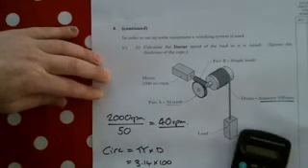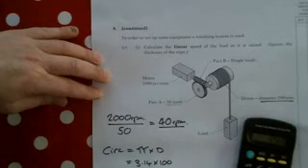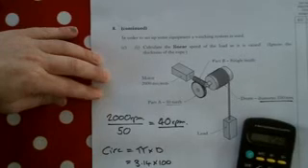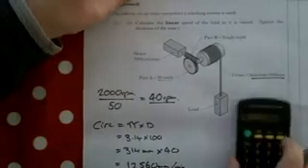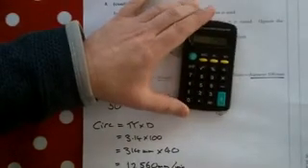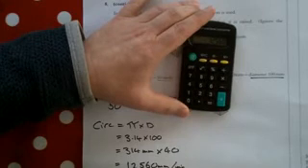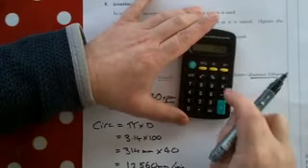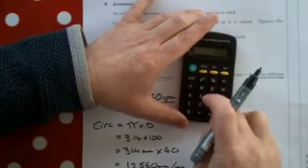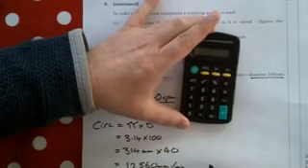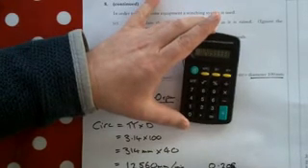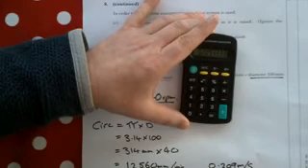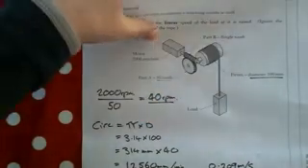314 times 40 equals 12,560 millimeters per minute. Okay, now we could turn that into meters per second, so that's 12.56 meters per minute, or 12.56 meters divided by 60 gives us 0.209 meters per second. Either of these answers are correct.